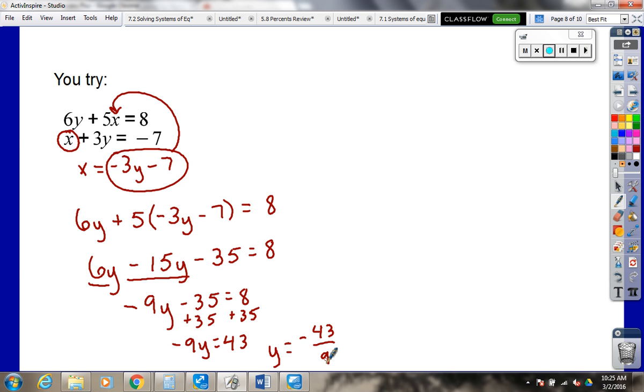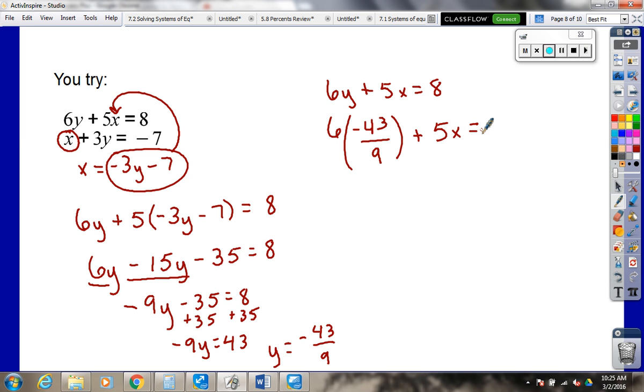The top one. Okay, so we have 6y plus 5x equals 8. So we're going to take this y and put it in up here. 6 times negative 43 over 9 plus 5x equals 8. Can we do any reducing before we multiply this? 3 can go into 9 and 6. This 2 goes into 6 three times. Does 3 go into 43? No, because 4 plus 3 is 7, and 3 can't go into 7.